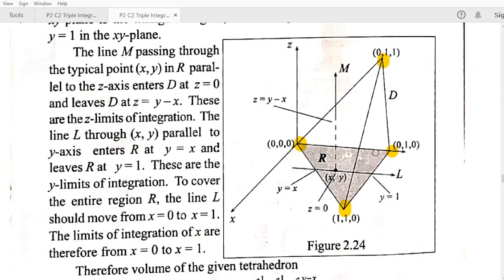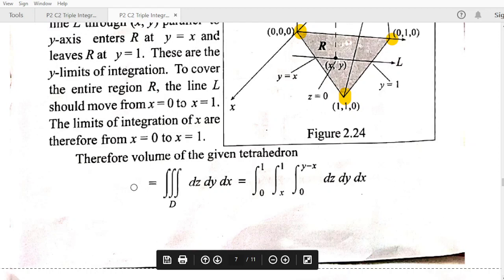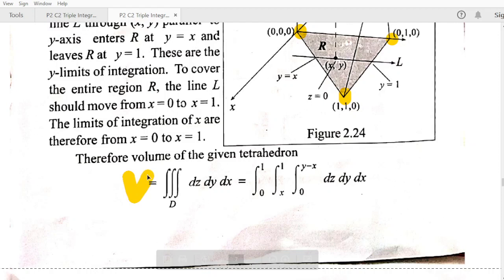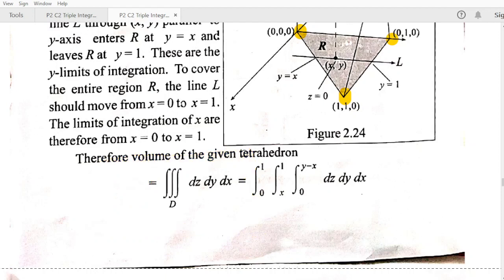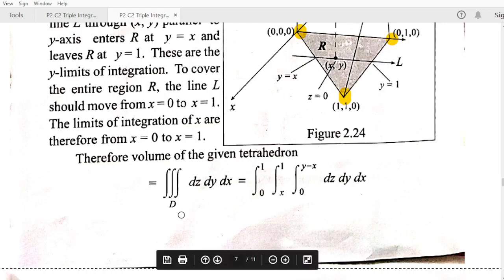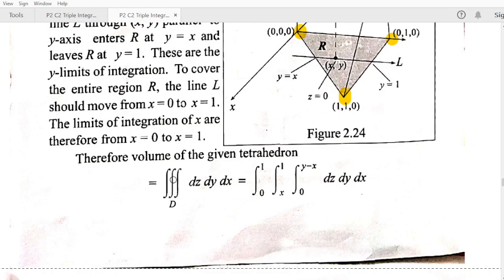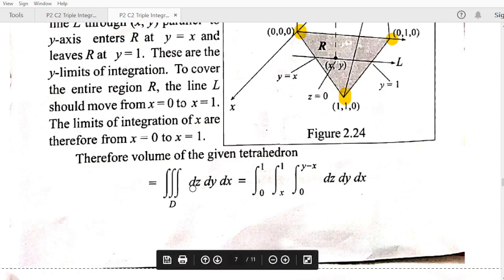So first we know the formula. The volume of the given tetrahedron, capital V, is equal to the triple integral dz dy dx. So this is our formula to find the volume. And now we will be evaluating this triple integral to find the volume. So to evaluate this volume, we have to know the limits of integration. So here we don't know the limits. This is the order of integration and we have to find the limits of integration.